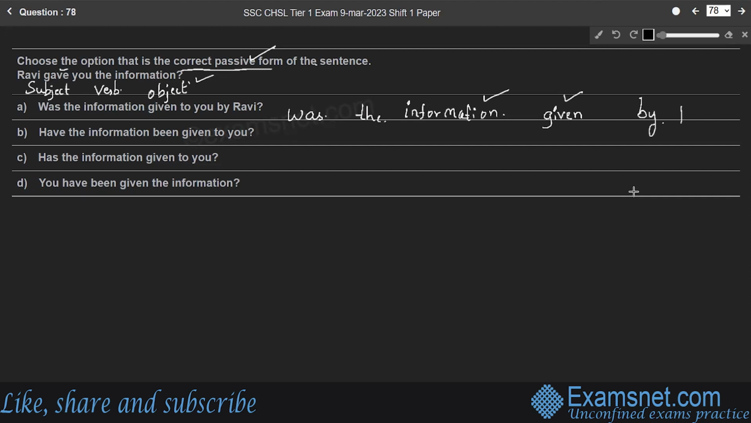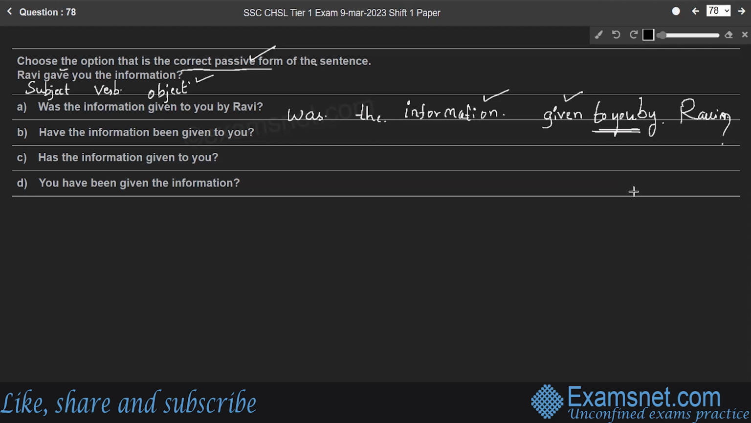So who is the object here? Ravi. Right? So, if there is an indirect object in the active sentence, include it after the preposition to. So here, to whom is the information given? To you, right? Therefore, was the information given to you by Ravi? Therefore, we have to include to you. To whom is it given? To you. Therefore, the correct passive form of the given sentence is, was the information given to you by Ravi?